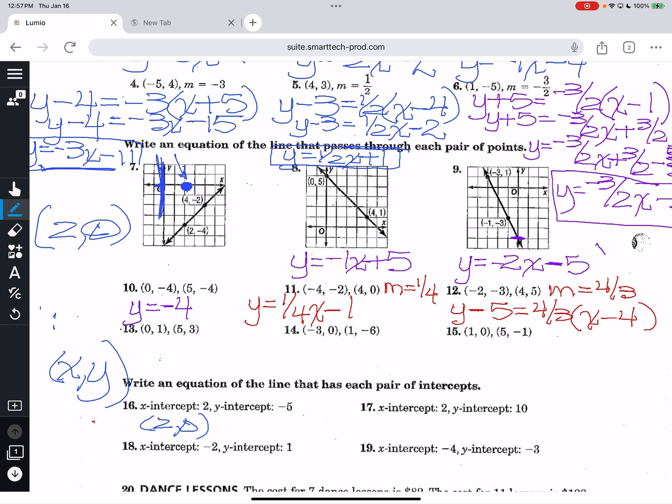For the y, if it's negative 5, let me change colors. Where do I find negative 5? What is the x value for negative 5? 0. What is the y value? Negative 5.